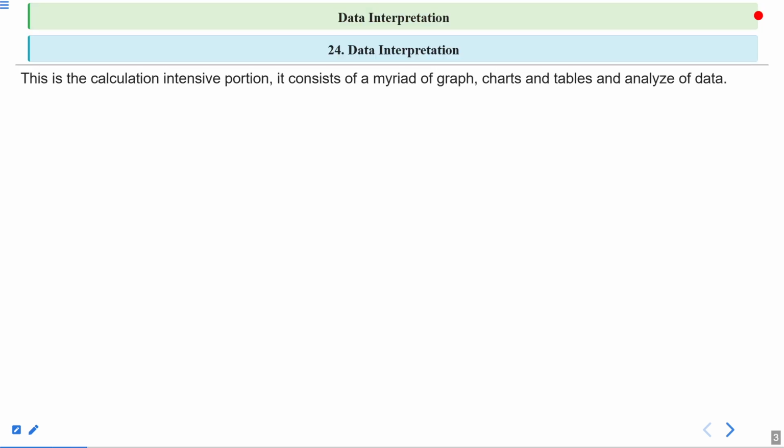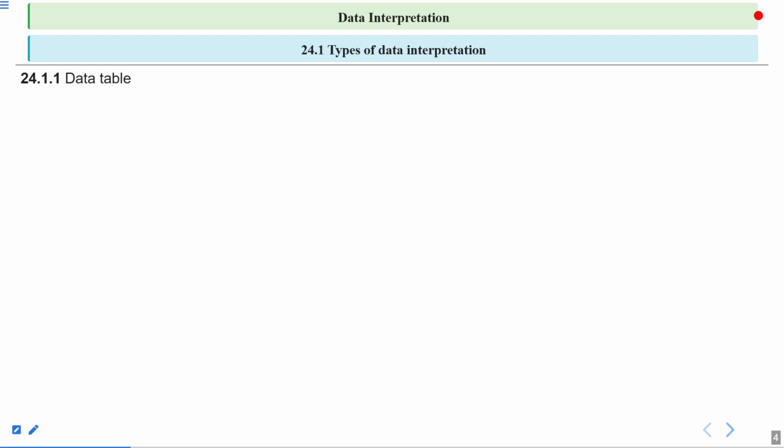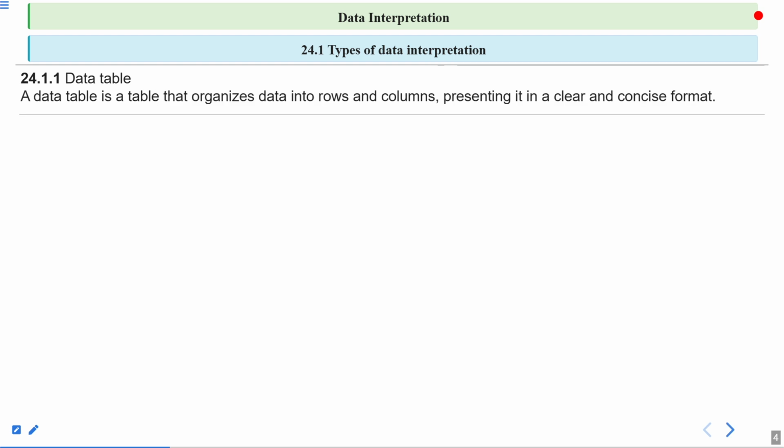Now see the related formula to data interpretation. This is the calculation intensive portion. It consists of a myriad of graphs, charts and tables and analysis of data. So types of data interpretation. First one is data table. A data table is the table that organizes data into row and column, presenting it in a clear and concise format.